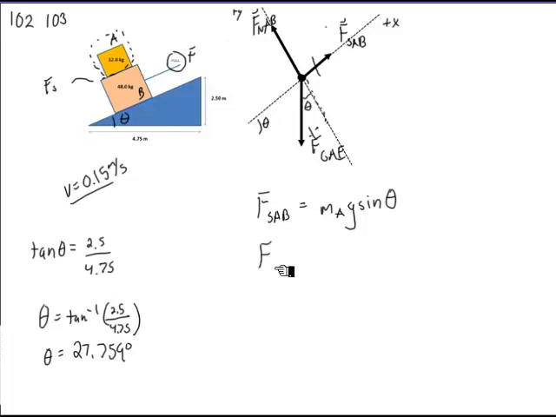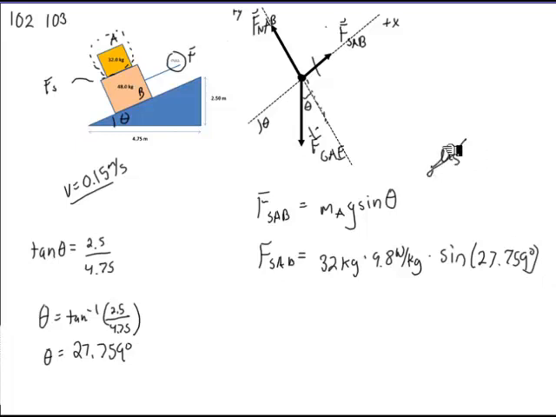So that's a rather easy calculation. So this is 32 kilograms times 9.8 newtons per kilogram times sine of that 27.759 degree angle. Notice that nowhere did I use mu s because the problem isn't talking about pushing that to a max. So you do that, and I don't remember what you get. I think 146 if I remember, but oh, all right. FSAB.